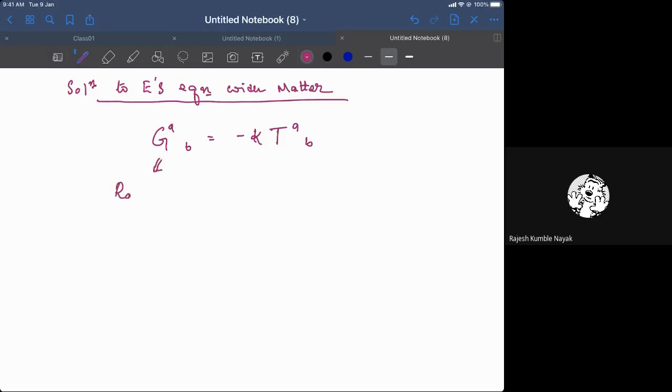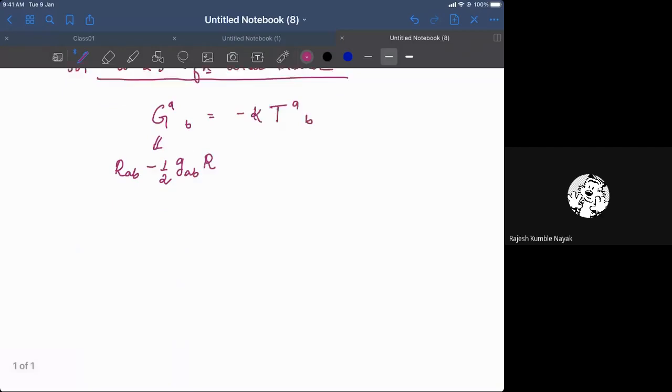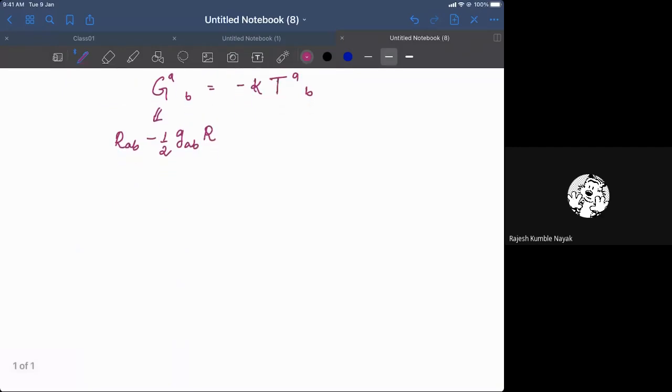So G_AB is the divergence-free part of the Ricci tensor, and on the other hand we have the matter. So now we are looking at the perfect fluid.